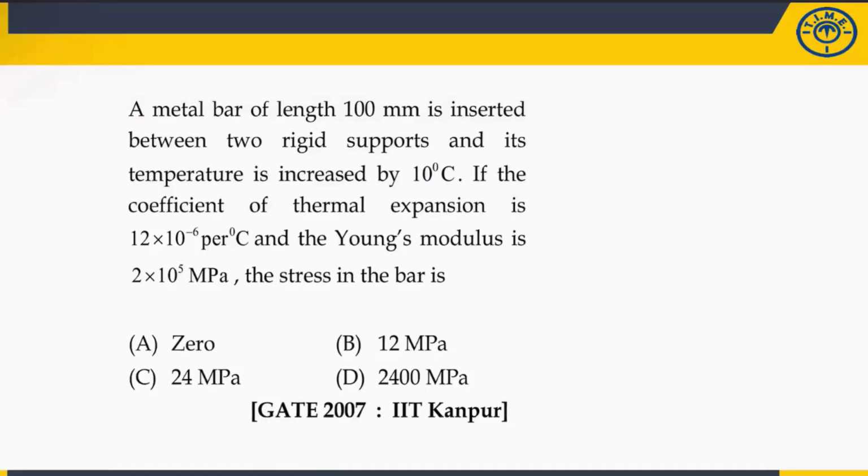So 24 MPa. 24 MPa. What about Raj? Alpha value is given, delta T is given, E is also given.